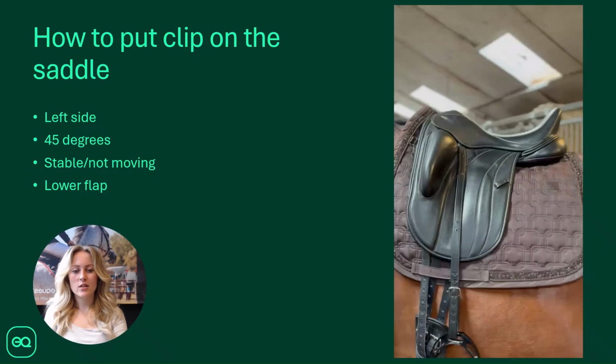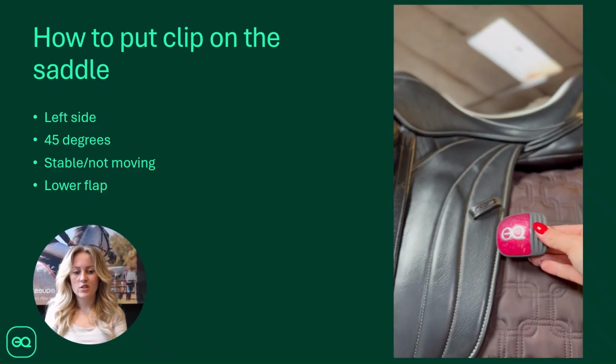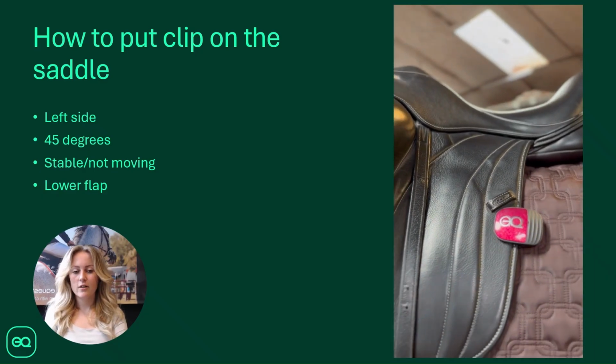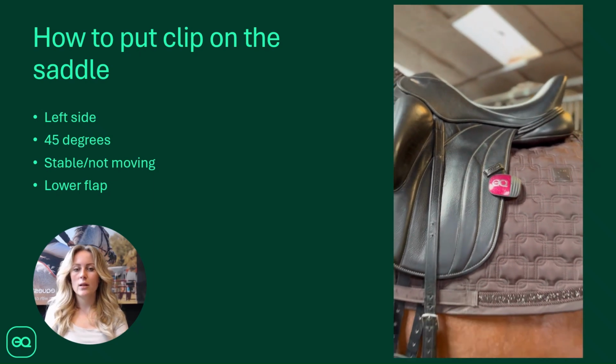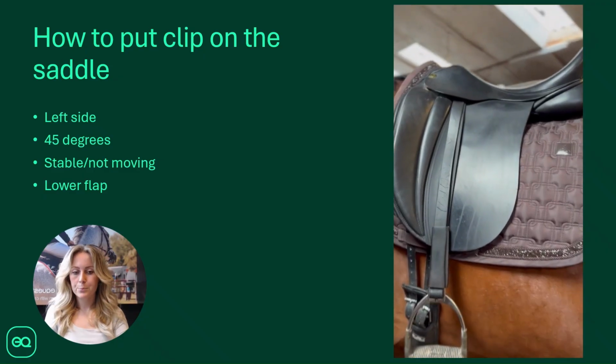If you have a saddle with one flap, you can just put the clip in the middle of the saddle. So like you can see in the video, you can just slide it on and if it's stable, you can start riding. If you have a saddle with 2 flaps, you can put it on the upper flap, but if it's moving a little bit or not stable enough, you can put it on the lower flap. In the video, I show you how to put it on the lower flap if needed.